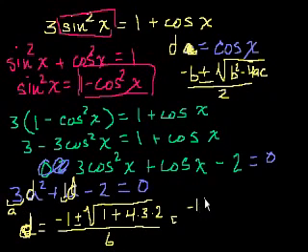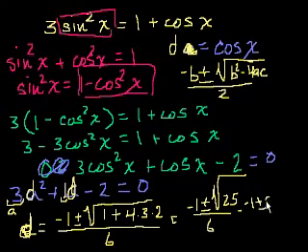So this equals minus 1 plus or minus the square root. What is this? 4 times 3 times 2, 24, plus 1, 25. Oh, this works out cleanly. Over 6. So that equals minus 1 plus or minus 5 over 6.